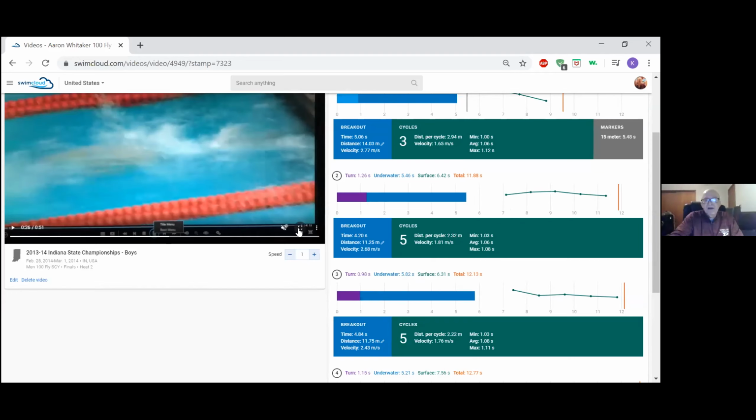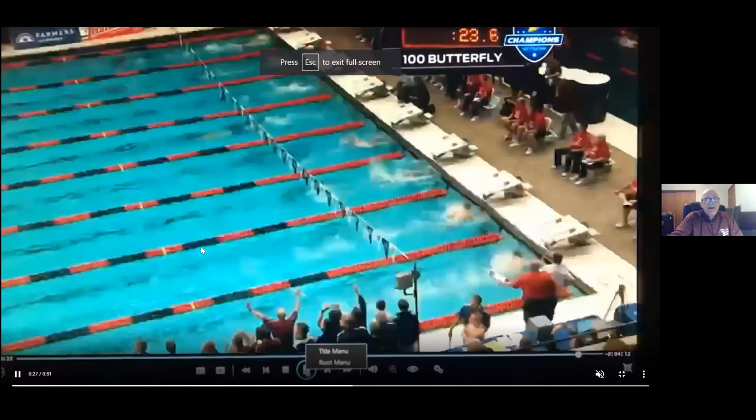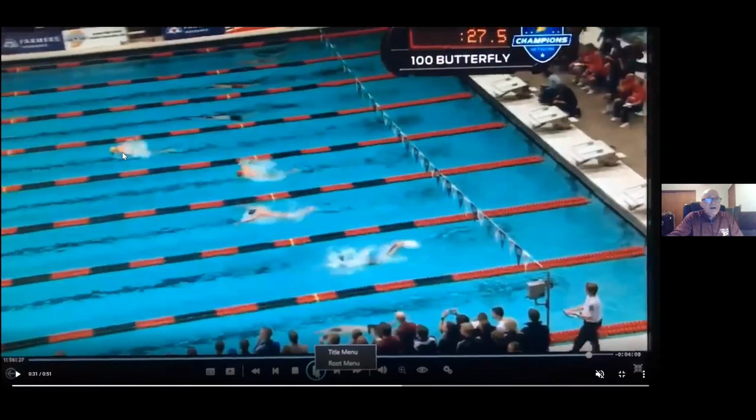This turn on this next one here was 0.98. And so because he set it up better, he's able to, I feel, get through that turn pretty well. Here, still got pretty good tempo. And he's out a little bit further. He took 10 kicks on this one.